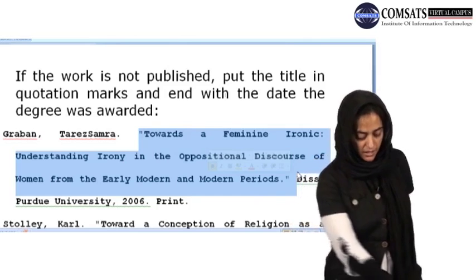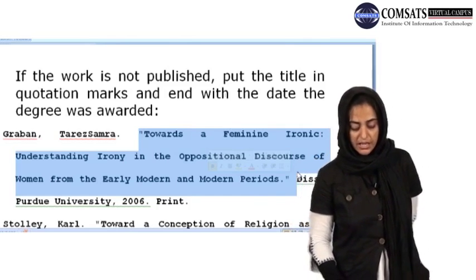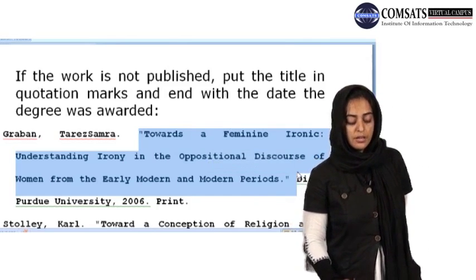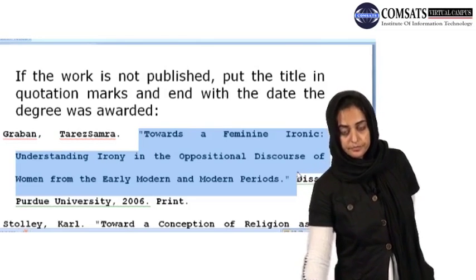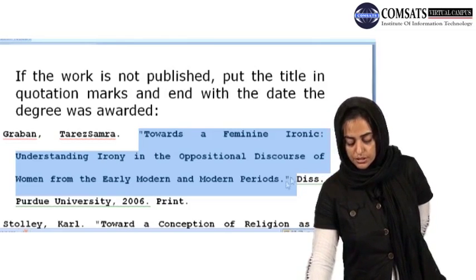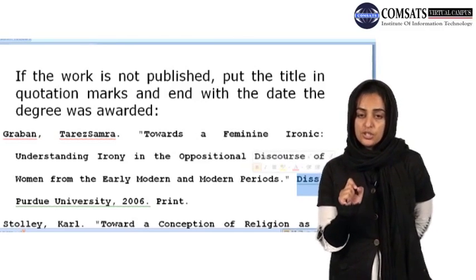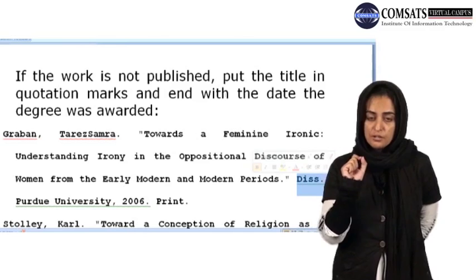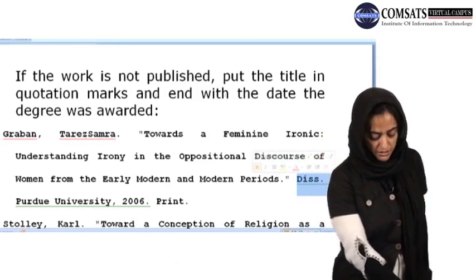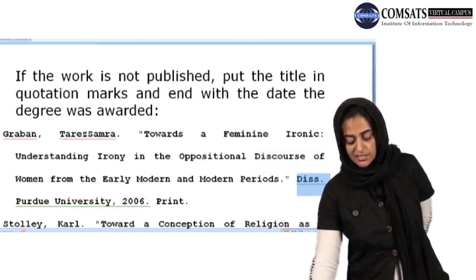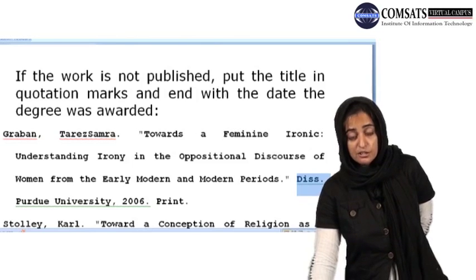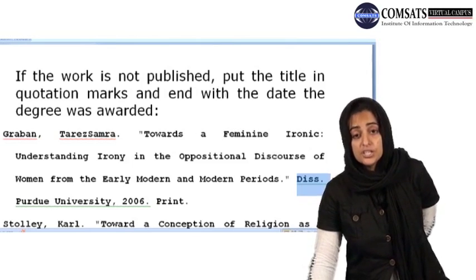Towards a Feminine, Ironic Understanding: Irony in the Oppositional Discourse of Women from the Early Modern and Modern Periods. Inverted commas closed. After it, the designation, it is a dissertation, and when you are referring to some dissertation, you will be writing D, capital D, small i, double s. Have a look on the screen, it's visible in front of you. Diss., capital D, small i, double s, and after it a period. That shows that this is an abbreviation for dissertation.